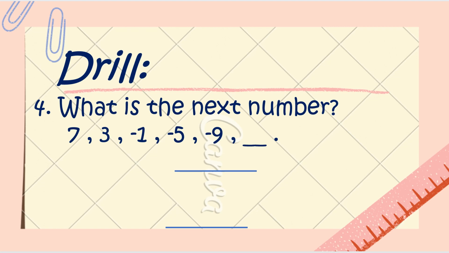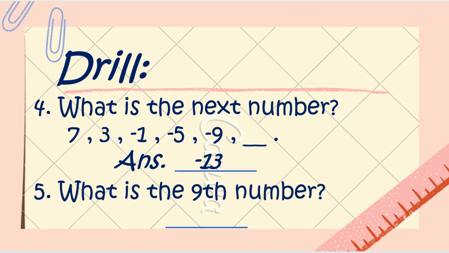Next, let's have number 4. So we have 7, 3, -1, -5, and -9. So what do you think is the next number? If your answer is -13, very good. Next, number 5. Again, using the same numbers in number 4, what is the 9th number? Correct, -25.